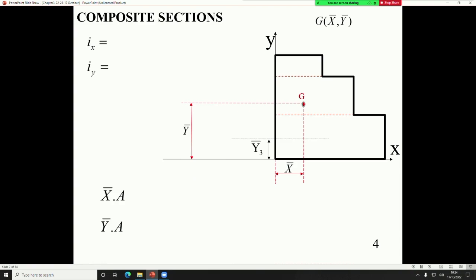If I don't, I have to solve those two equations numerically, but I've divided this into smaller regular shapes. Now, based on the superposition rule, I can say the first moment of area of this section, say with respect to the x-axis, is equal to the summation of the first moments of area of these smaller sections which make up the section. So I can say Ix of the whole equals Ix of this smaller rectangle plus Ix of this rectangle plus Ix of this rectangle.